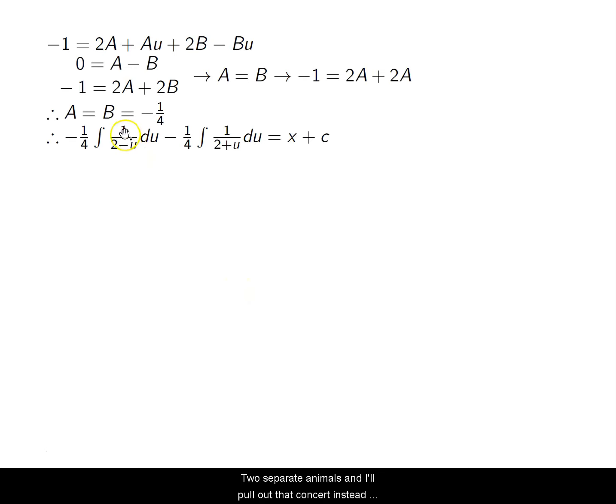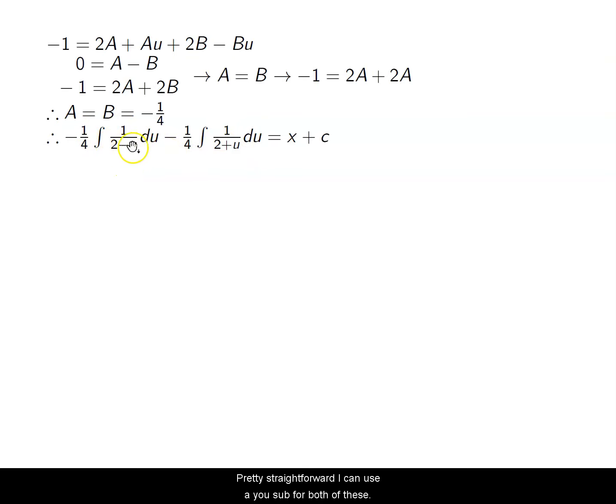Okay, two separate integrals, and I'll pull out that constant instead of keeping it on top and then having to pull it out later. So -1/4 times my one side minus 1/4 times the other one. So that's my partial fraction decomposition equals the right hand side. So now I need to do these two integrals.